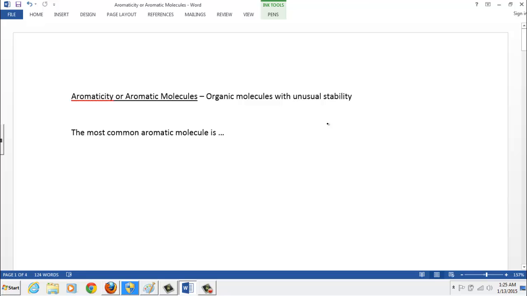Hi everyone, let's talk about aromaticity or aromatic molecules. Now these are molecules that have unusual stability. And to begin with, let's talk about the most common aromatic molecule. That would be this guy, benzene.